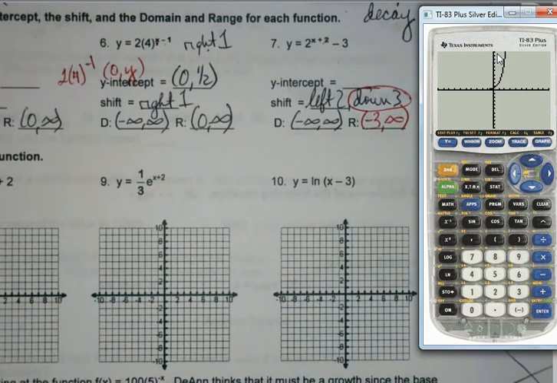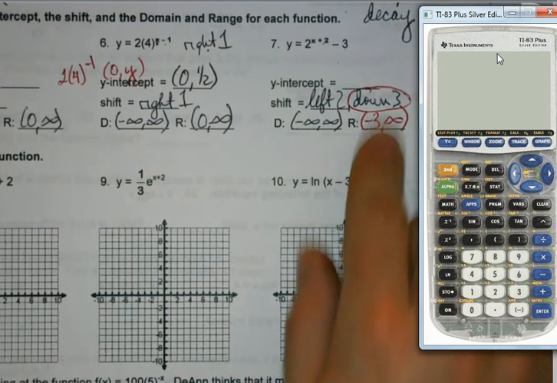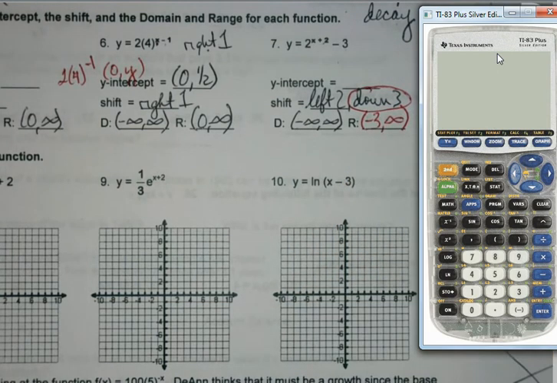Okay. So on growth and decay, the only thing that's going to switch my range is an up or a down shift. Domain's not changing. Never, never, never, never, ever. Ever. At all.